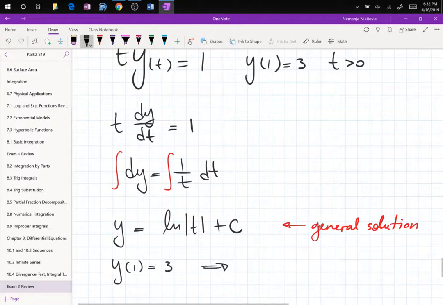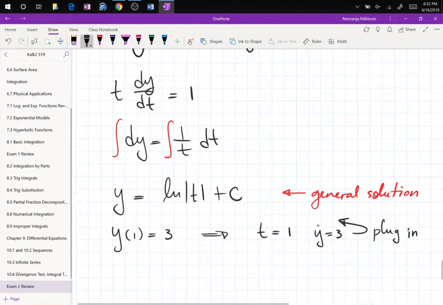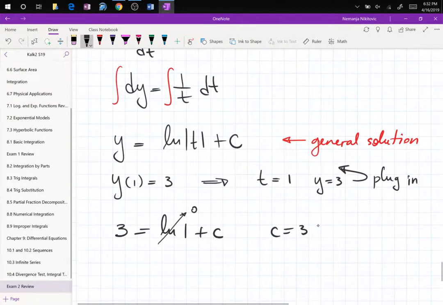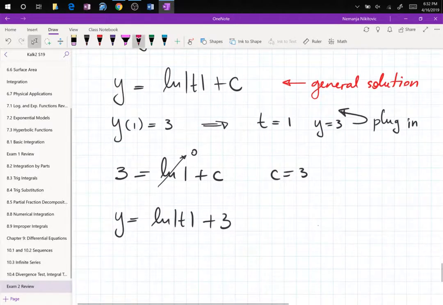Now, what this means, for those of you who didn't get it, is that t is equal to 1 when y is equal to 3, and you need to plug in. So if y is equal to 3, then you have ln of 1 plus c. ln of 1 is 0, so c is 3. So now y is equal to ln absolute t plus 3. Now we get to box this one because this is the particular solution they asked for.